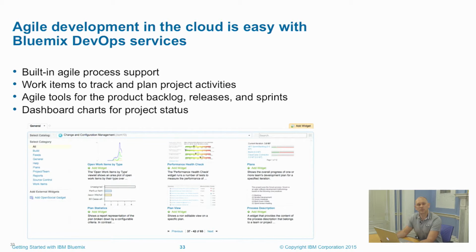So as I mentioned at the introduction, the DevOps Services has a track and plan capability. This is where you can manage an agile process. You can create work items, you can track progress through those. There's a set of tools to help you manage the backlog and sprints, and then there's a dashboard where you can get a summary of how your project is progressing.